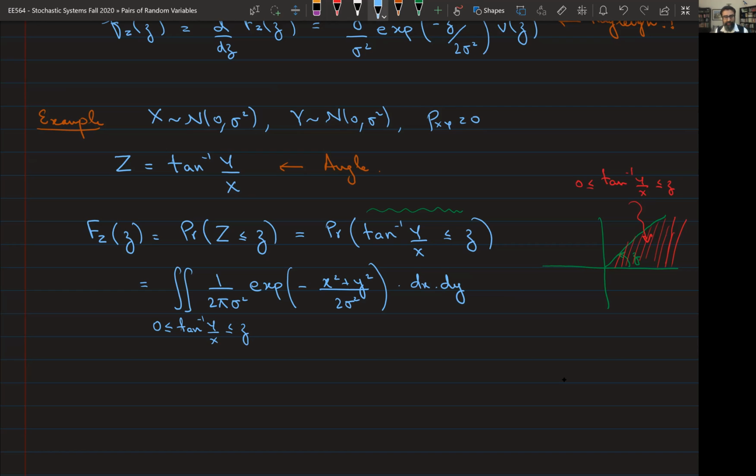So how do I evaluate this integral? Salman, what do you think? Sir, the outer integral is from minus infinity to infinity. And for the second one, the x one, the lower limit will be minus infinity, and the upper limit is x in terms of z and y. Okay. Yeah, so Salman, that's one way to do it.